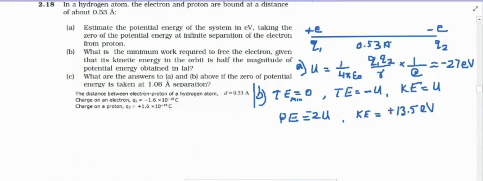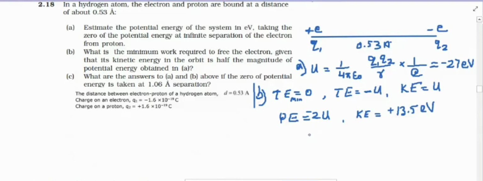Sorry, kinetic energy is always positive. Kinetic energy is 13.5 electron volt. Now we want to make the total energy zero. What do you have to do? The total energy is already minus U. So to make it zero, you have to supply an energy of plus 13.5 electron volt, so that total energy becomes zero. Total energy zero means the electron can escape.